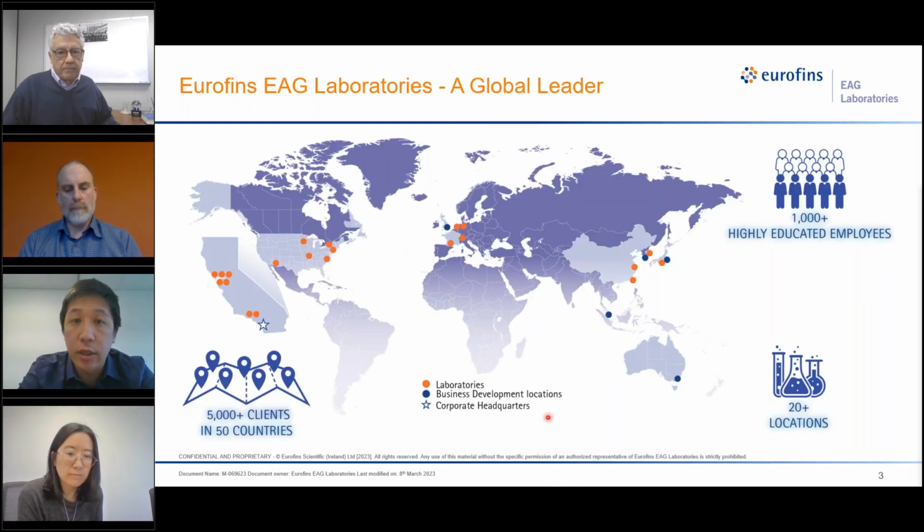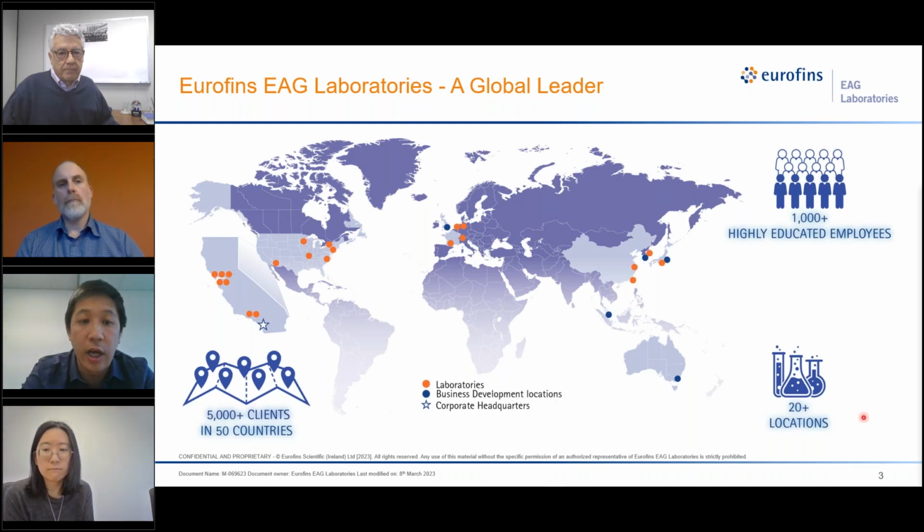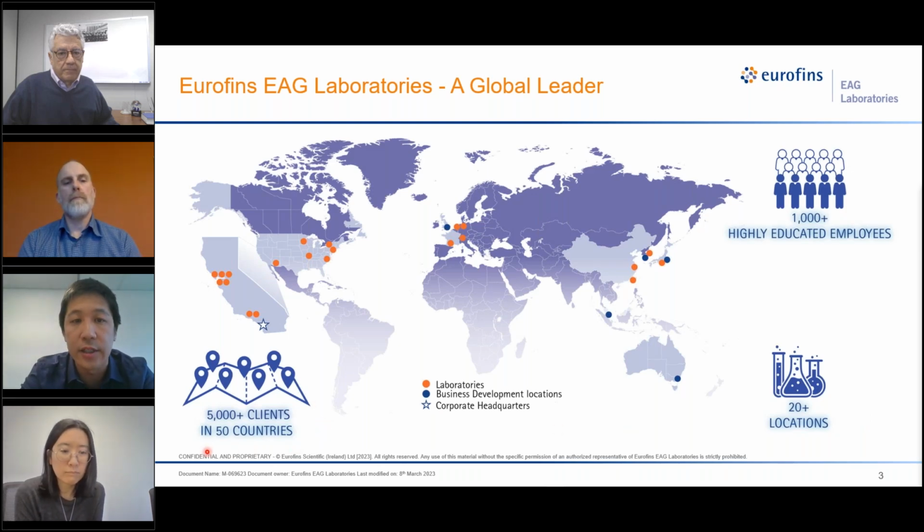EAG is a global leader. We have labs situated all across the globe, in addition to most of our analytical capabilities being in the US. Over our network of laboratories, we have over 1,000 highly educated employees and more than 20 different locations servicing a variety of different techniques. Being a worldwide company, we have over 5,000 clients in many different countries. We are here to help you wherever you are. Next slide, please.